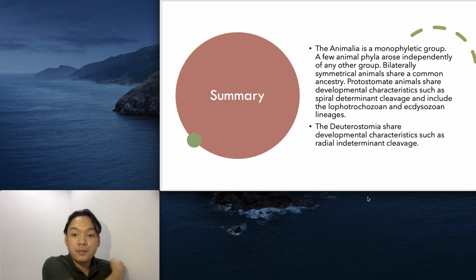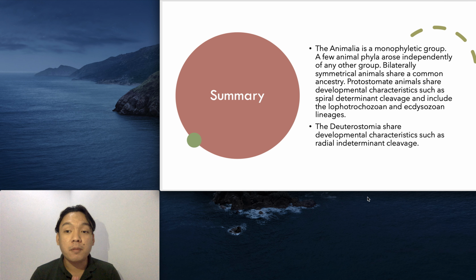So for a summary, again, Animalia is a monophyletic group, meaning they originate from a single ancestry, and there are animal phyla that arose independently of any other group. These are the five basal phyla. The bilaterally symmetrical animals share a common ancestry, and protostomate animals share developmental characteristics such as spiral determinate cleavage, including the Lophotrochozoan and Ecdysozoan lineages. And lastly, the Deuterostomia share developmental characteristics such as radial indeterminate cleavage.